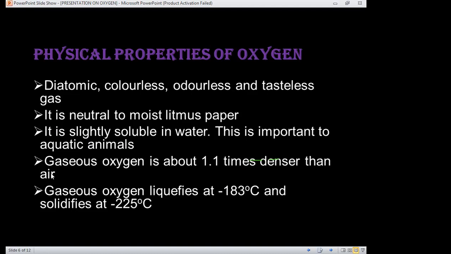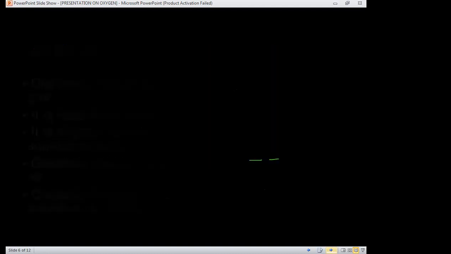Apart from that, gaseous oxygen is denser than air. It is 1.1 times denser, so it is heavier than air. Then finally, on the physical properties of oxygen, it liquefies at minus 183 degrees Celsius. And when you further lower the temperature, it becomes a solid at minus 225 degrees Celsius. So these are the physical properties of oxygen.